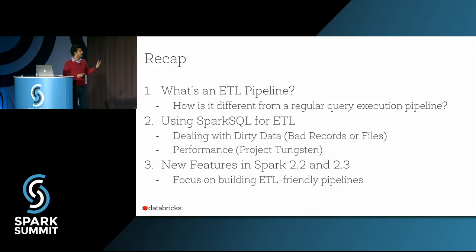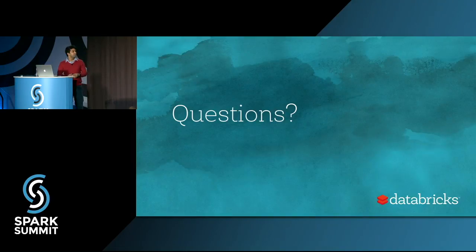And then we talked about how Spark SQL 2.0 and beyond are actually devoting massive efforts around this project Tungsten, which is essentially helping us build the next generation performant execution engine. And finally, we did a sneak preview of many upcoming features in Spark 2.2 and 2.3 that focus on building these end-to-end ETL-friendly pipelines. With that, I'll conclude my talk, and I'll be very happy to take any questions.